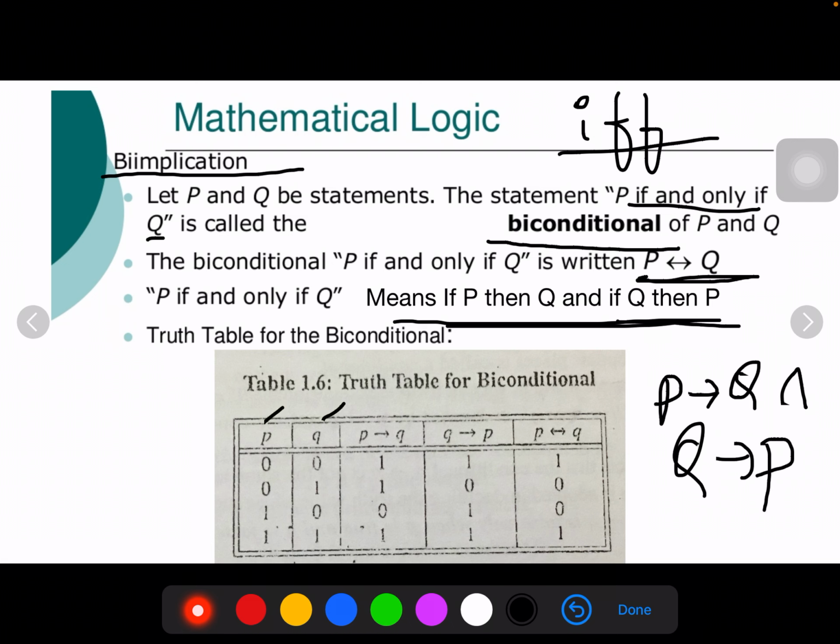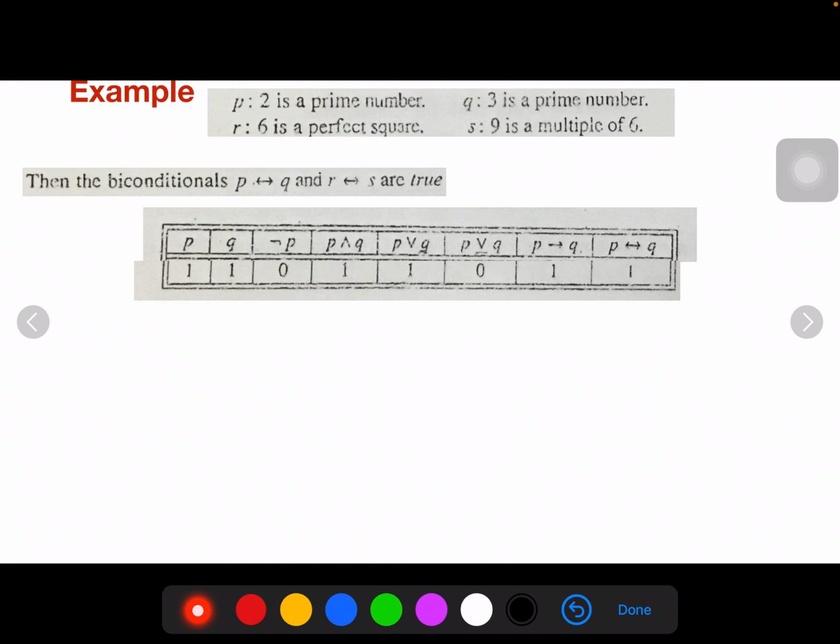So you have to write what is PQ and find out P conditional Q, find out Q conditional P, then do AND between both. So 1 and 1 is 1, 1 and 0 is 0, 0 and 1 is 0, 1 and 1 is 1. For an example, you can take the same old example and start writing the keyword if and only if between two propositions.